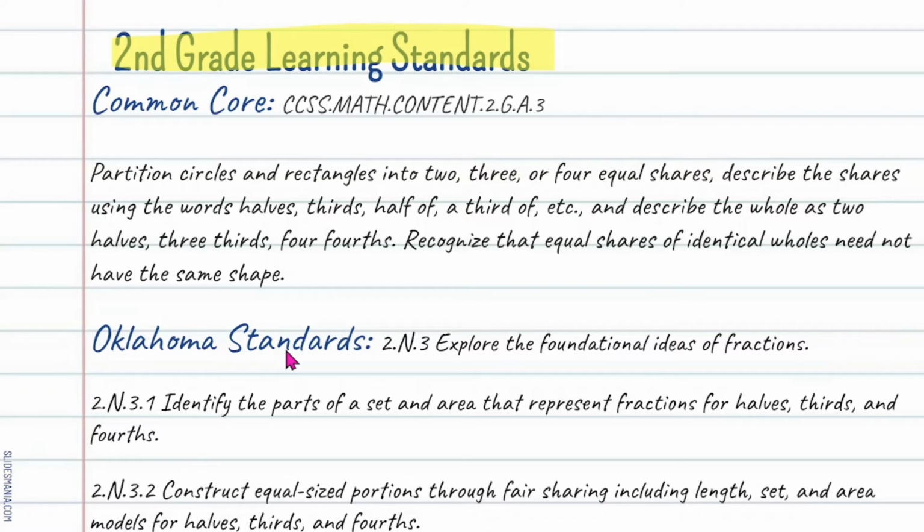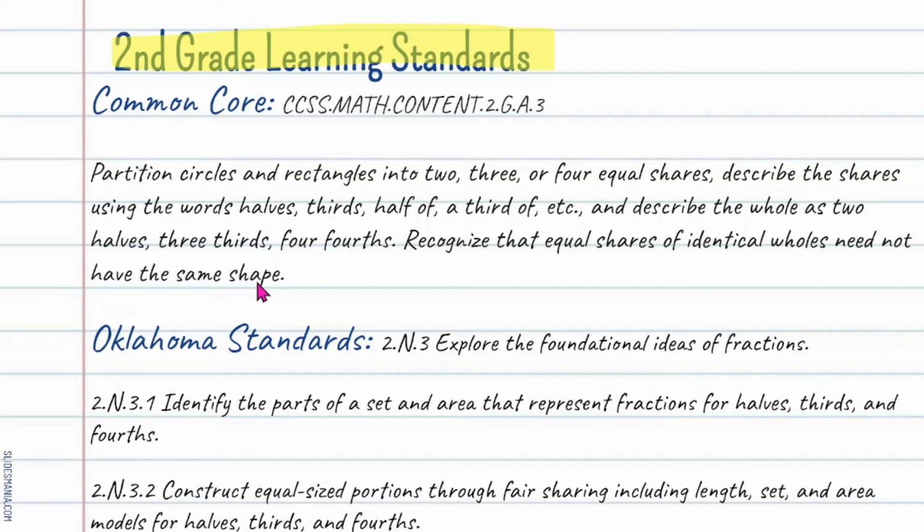What we are going to be doing with second grade, bear with me here: partitioning circles and rectangles into 2, 3, or 4 equal shares. Describe the shares using the words halves, thirds, half of, a third of, etc. And describe the whole as 2 halves, 3 thirds, 4 fourths. Recognize that equal shares of identical wholes need not have the same shape. Oh man, all right. We're going to break that apart.